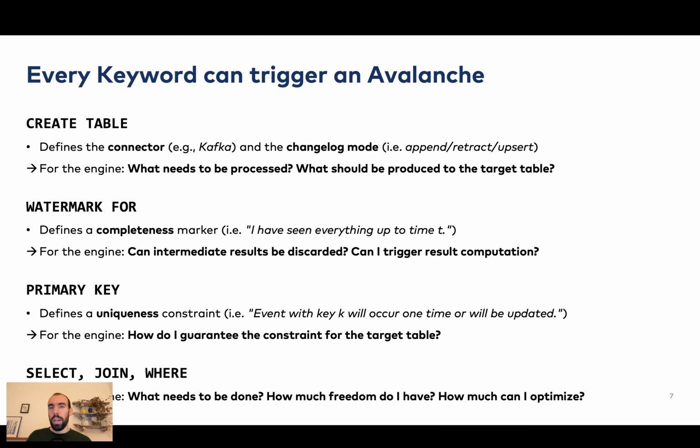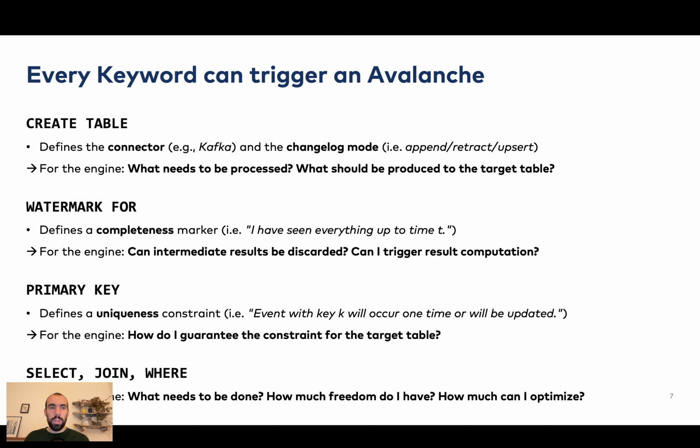And what I want to highlight here on this slide is that literally every keyword can trigger kind of an avalanche. So every keyword has a special meaning, and it also means that it can have very large impact on the resulting plan that comes out of the optimizer and planner. So let's dive through some examples and the keywords that we have seen in the three variants.